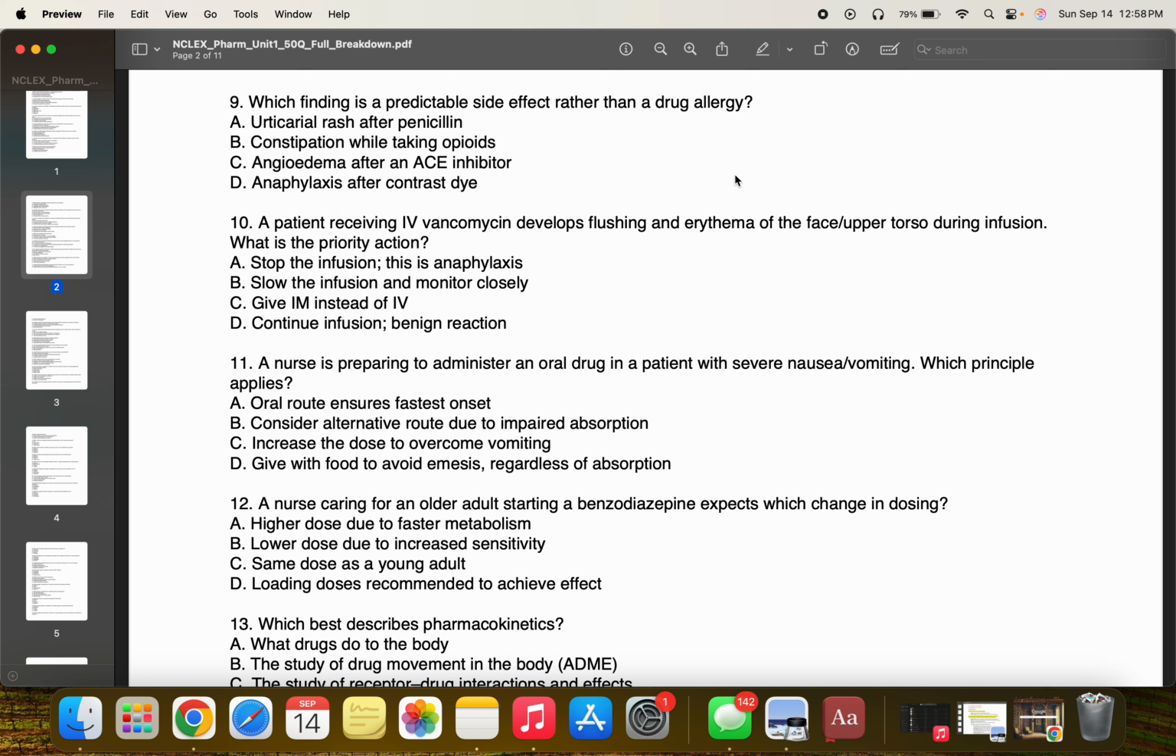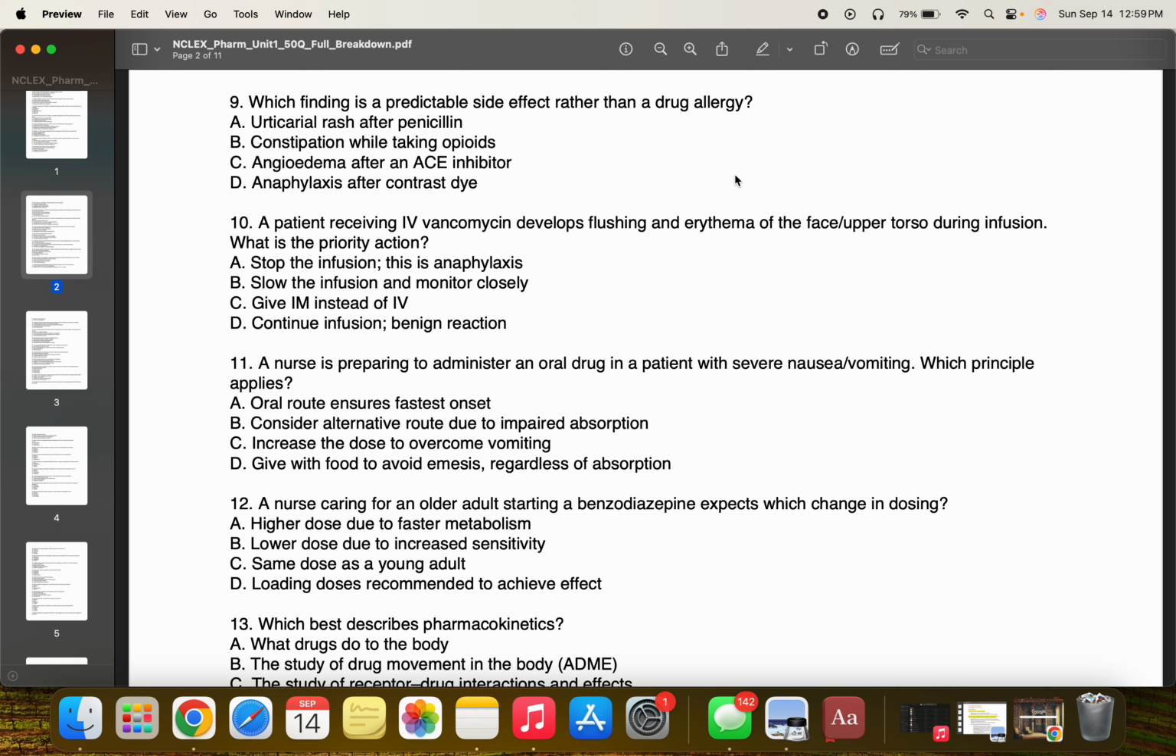A nurse is preparing to administer an oral drug in a patient seen with severe nausea and vomiting. Which principle applies? Oral route ensures the fastest onset. Consider alternative routes due to impaired absorption. Increase the dose to overcome vomiting. Give with food to avoid emesis, which is vomiting, regardless of absorption. The answer is consider alternative routes due to impaired absorption.